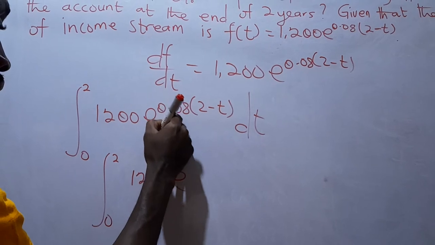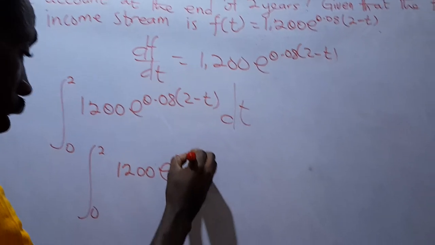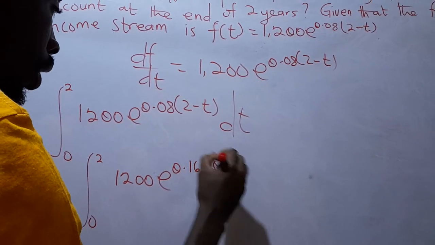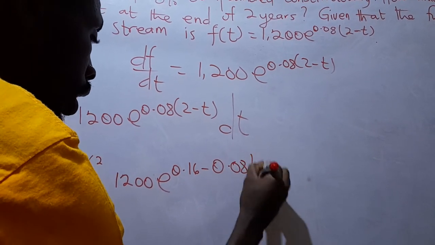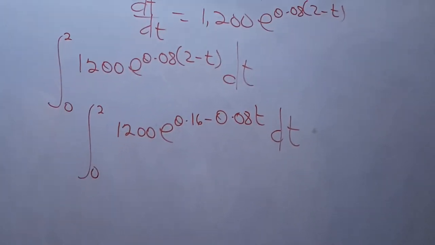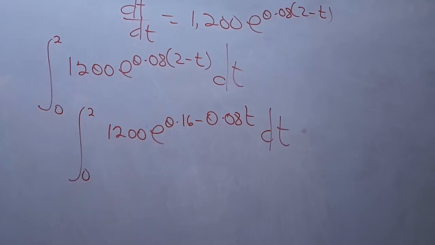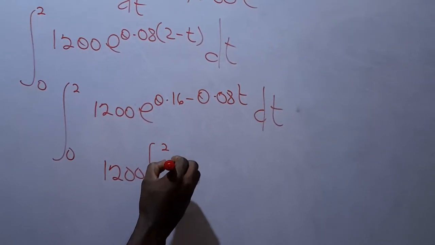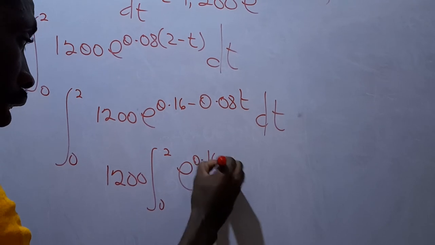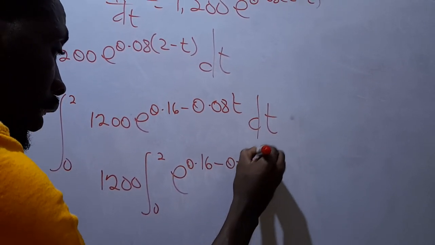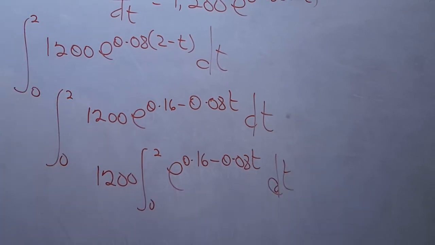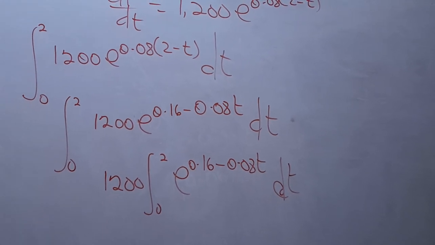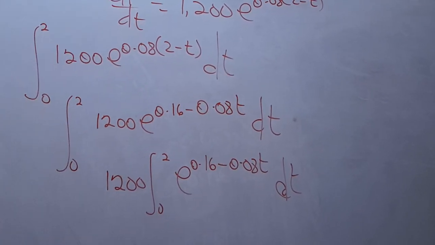1,200 e exponent, if 0.08 multiplied by 2, we get 0.16. Then 0.08 times this will be negative 0.08 t dt. Now we can bring this constant out. We get 1,200, the integral spanning from 0 to 2, e exponent 0.16 minus 0.08 t dt. Now, how do we integrate exponential functions? We differentiate the exponent and use it to divide the function.